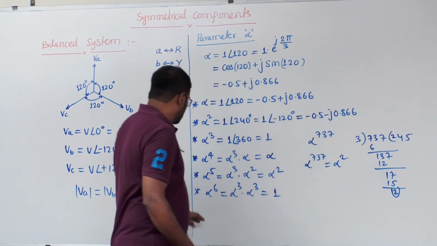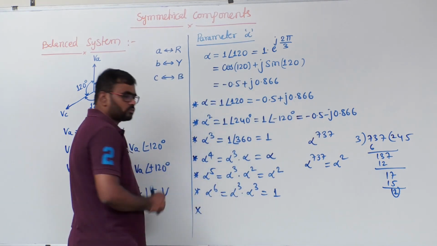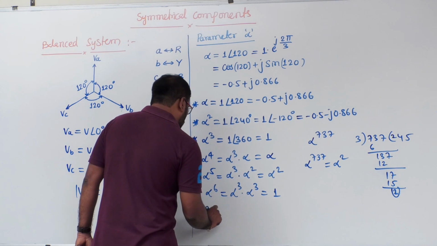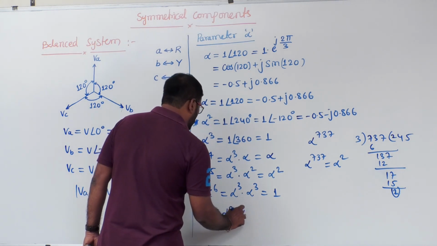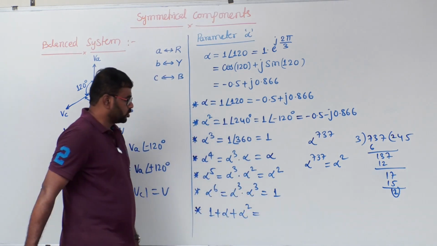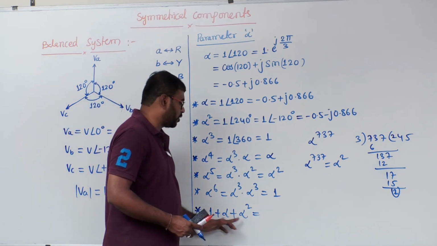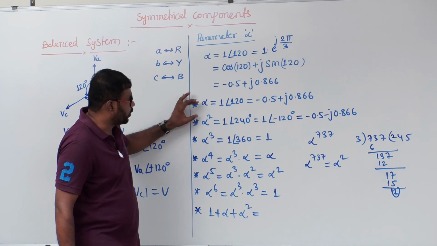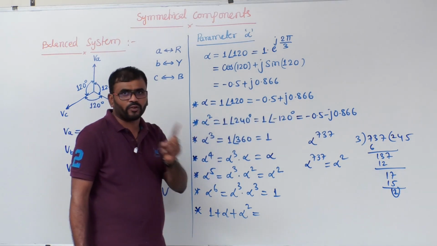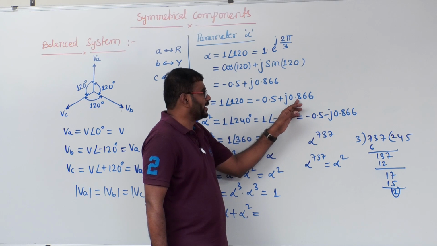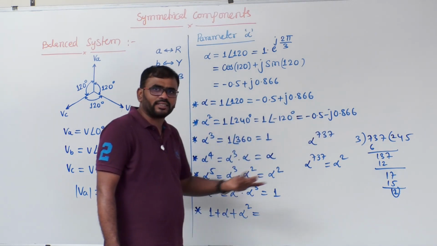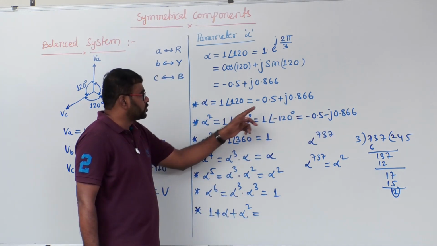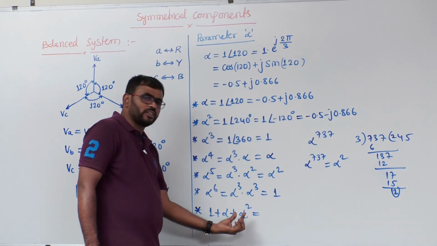Clear? Now coming to the next thing, if you want to write 1 plus alpha plus alpha square, what is that value? First of all, what is alpha plus alpha square? If I add these two, what do I get? Minus 0.5 minus 0.5 is minus 1, plus j 0.866 minus j 0.866 cancels. So finally we get minus 1. Alpha plus alpha square is minus 1.